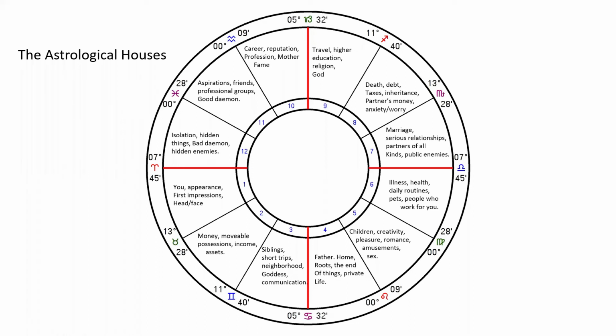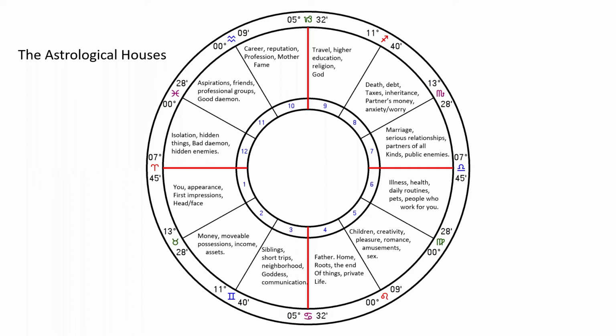The 11th house is the house of friends, of professional groups, of aspirations. Traditionally, it's the house of hopes and wishes. In traditional astrology, it's the house of the good daemon. The 12th house is the house of isolation. It's the house of hidden things, the house of the bad daemon. It's the house of hidden enemies. So this then is a quick summary of what each of the houses represents in astrology.